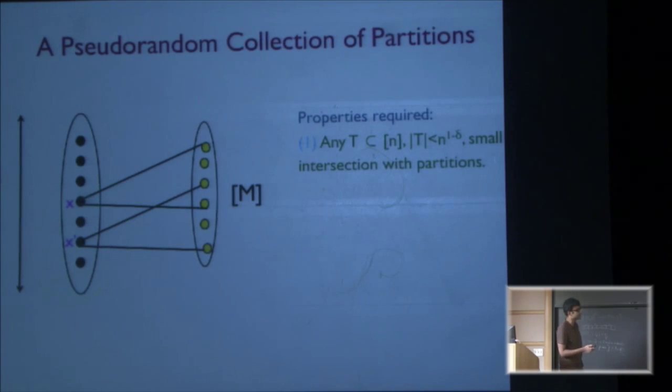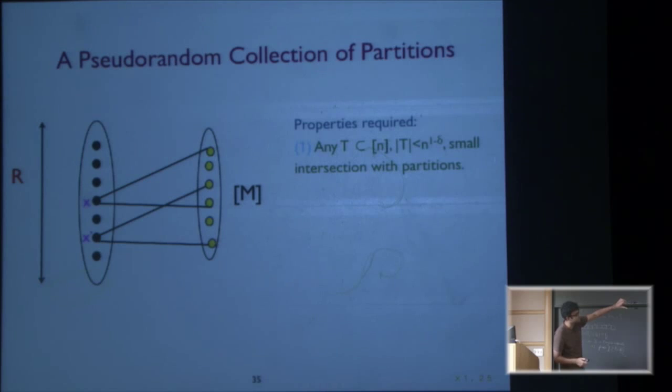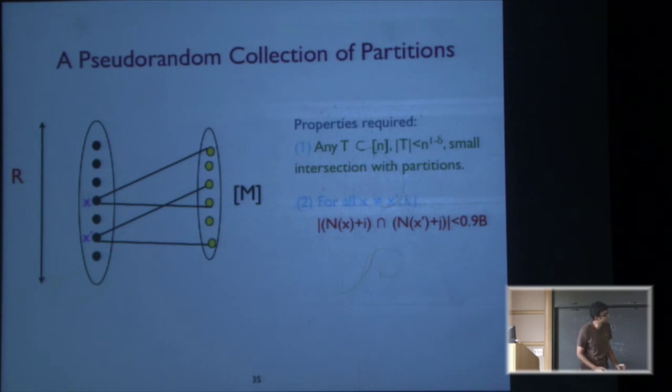To quickly recap, the properties that we needed were that for any small subset, it did not intersect too many of the partitions in a large way. This translates into a similar extractor property for this definition of the partitions, and using the property I mentioned, that most x's intersect in the right way, this can be proved. Further, we want that any shifts of the neighborhoods of two distinct x and x prime do not intersect in a large way. This corresponds to the partitions being pseudorandom, that is, any two blocks of the partitions do not have large intersection.